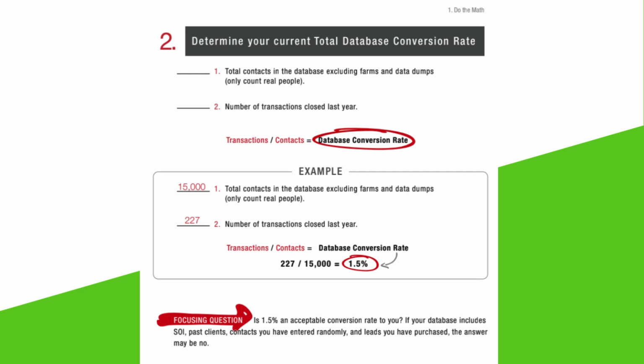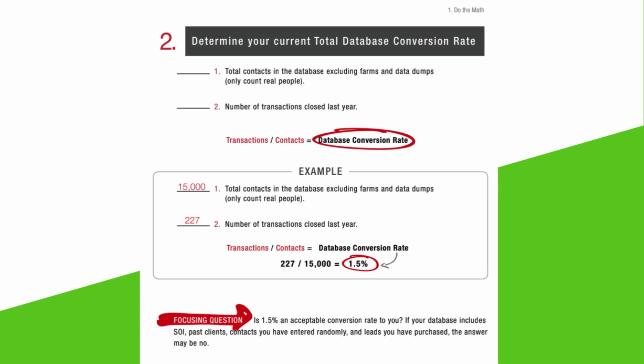And then you're going to take the total amount of closed units, you're going to divide it by your total contacts. So you're dividing the smaller number by the bigger number. Total closed transactions divided by number of contacts in my database. That is going to give you a percentage. In this example, that is a 1.5% conversion ratio. So we have our number. In this case, it's a 1.5.